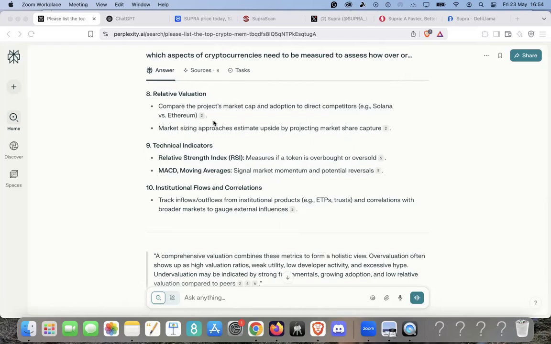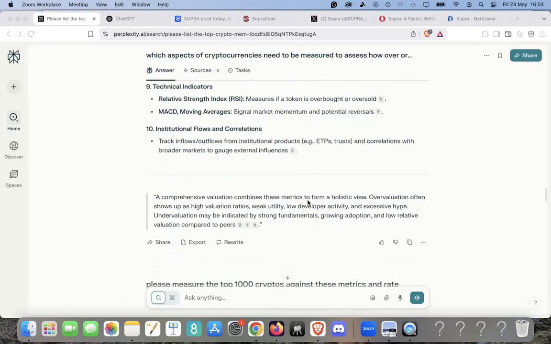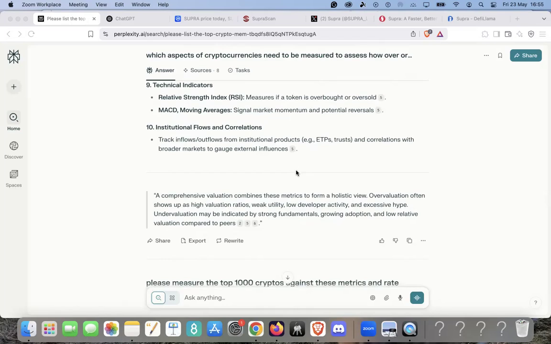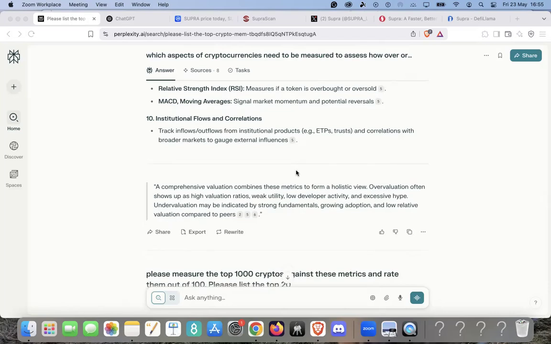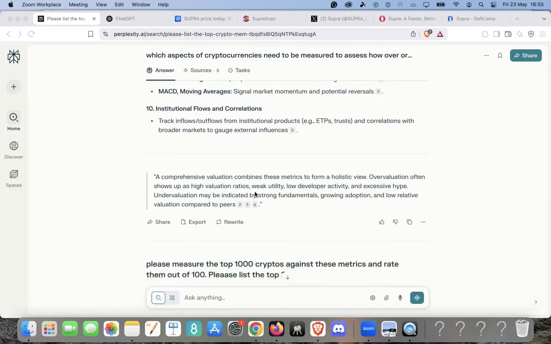Relative valuation. So you can compare the project's market cap and adoption directly to direct competitors, e.g. Solana versus Ethereum. Market sizing approaches, estimate upside, projecting market share capture. Technical indicators, the relative strength index and the MACD moving averages. And of course, institutional flows and correlations. So you can track the inflows and the outflows from the institutional products like trusts and ETPs.